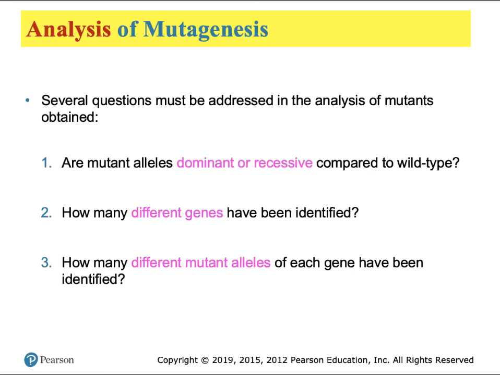Why do scientists wish to perform forward genetic experiments? That's a big question. There are many reasons for doing this, but some of those would be to identify dominant versus recessive mutations. Others would be to identify how many different genes are involved in a biochemical process. And then finally, how many different mutant alleles can exist for each gene, and how are they correlated with the phenotype?